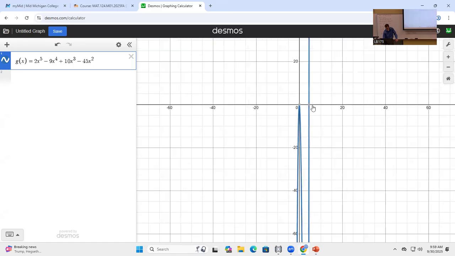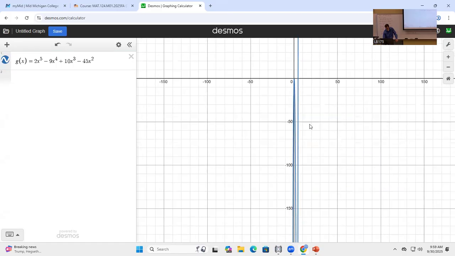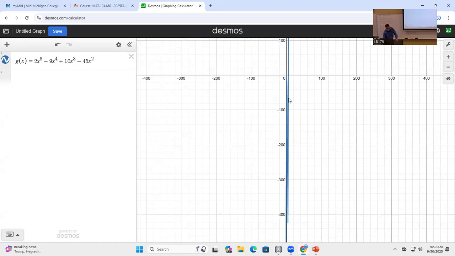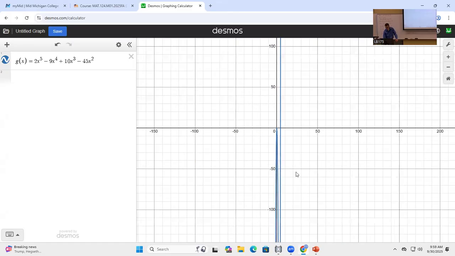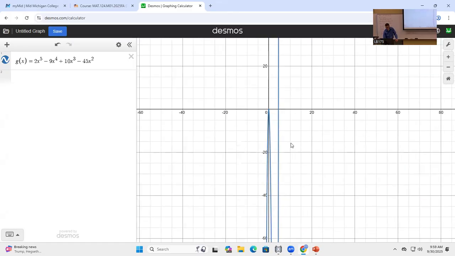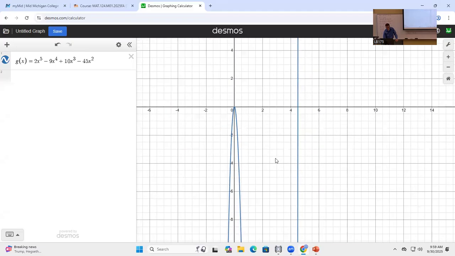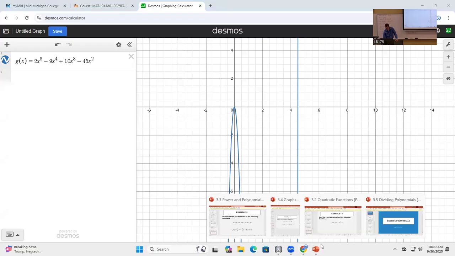So there you go. That's what it looks like. Crazy, this thing goes way, way down there before it kicks back up. Goes down past negative 400 before it shoots back up. So it goes way, way down. Let's see. There you go. All right, any questions about this?